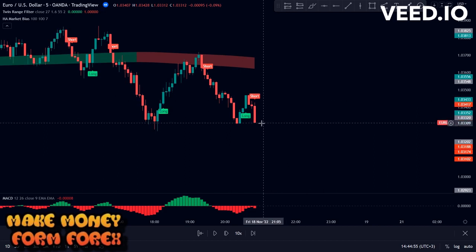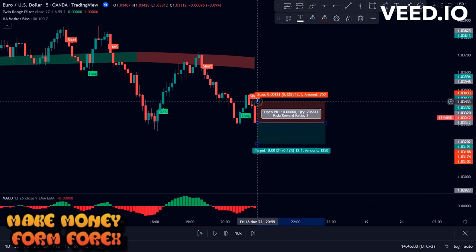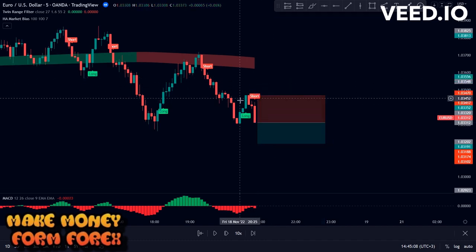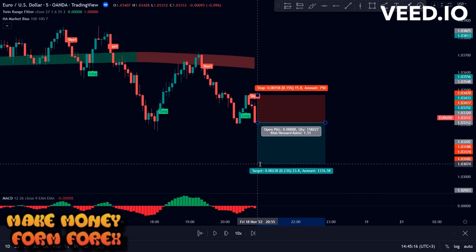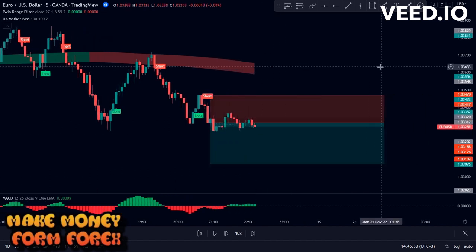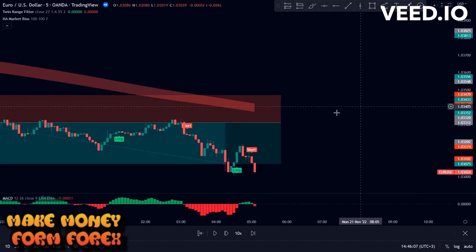All these conditions are met on this candle, so we enter a short trade. We're gonna set our stop loss above the most recent swing high, which is this one right here. For the take profit, we're gonna set it at 1.5 times the risk. We let this trade run and hit TP.